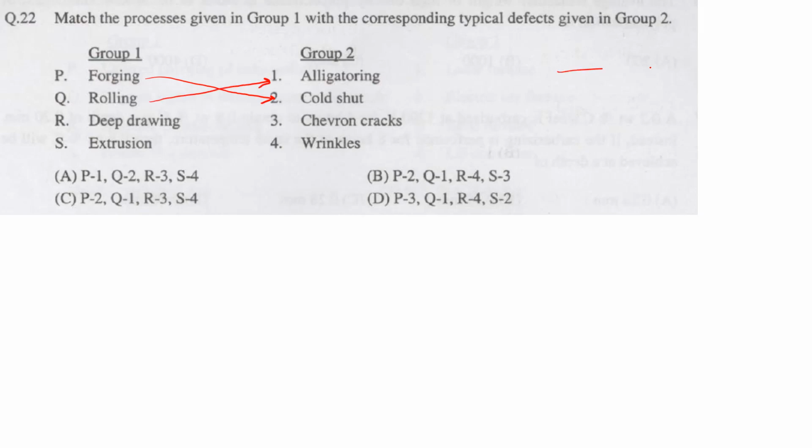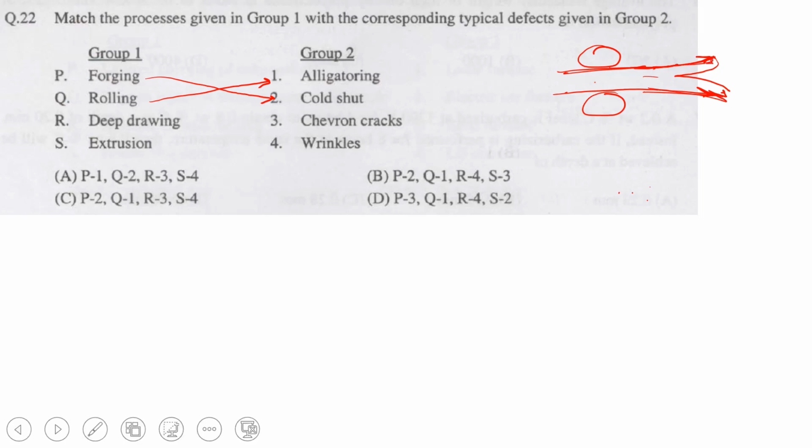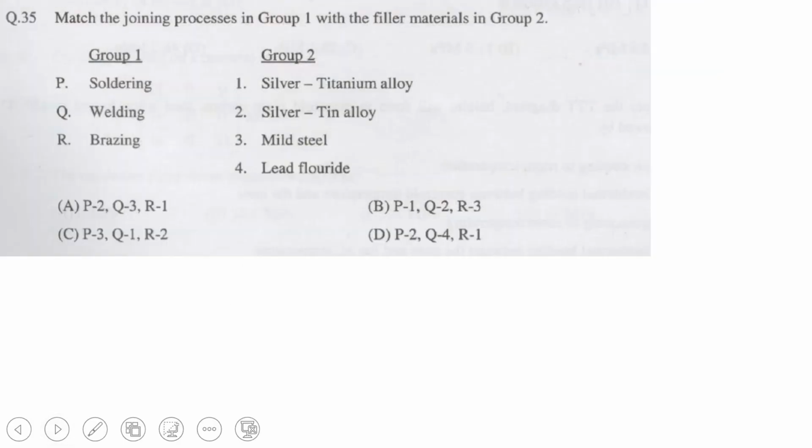Alligatoring: we have this plate, right? This opens somewhere like this, because we have the two rollers. The outer surface is always going to expand more than the middle one. That's why it creates a shape like this. Then deep drawing, we'll get these wrinkles, and extrusion, we will get these several cracks.